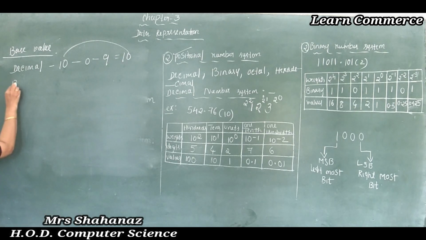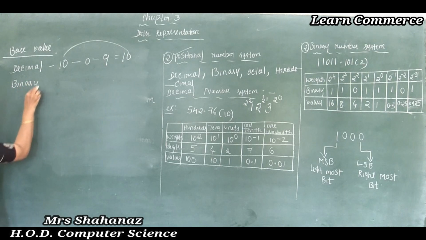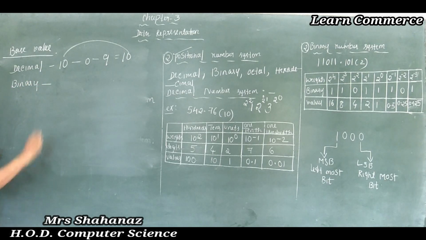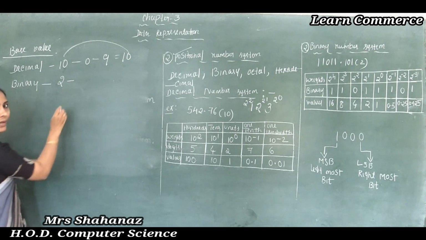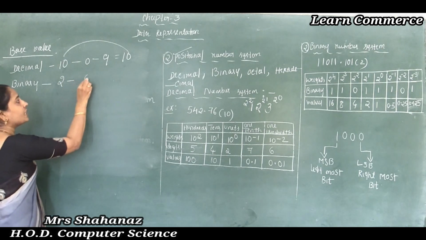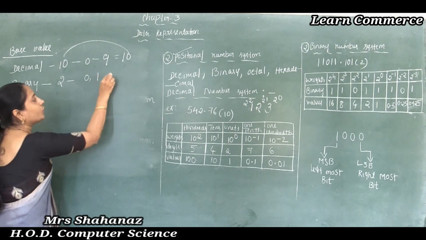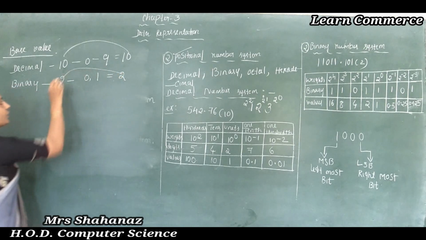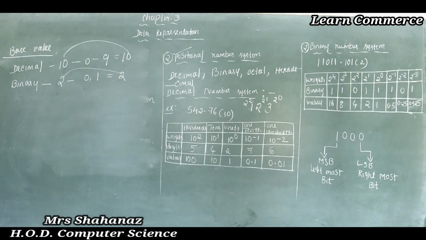And later when you are going to use the binary number system, the base of the binary number system is 2 and it contains the values 0 and 1, clear this one. Totally it contains 2 values, that is equal to the base of the binary number system.